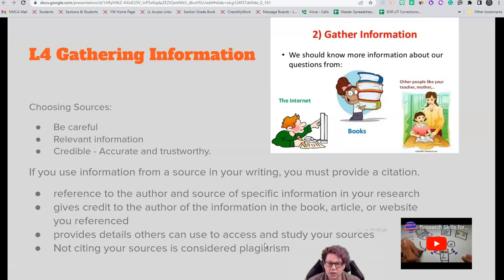So make sure you check all of the requirements for this portfolio in the portfolio instructions, which I will be linking below. Make sure you reference the author and the source of the specific information you used in your research. Give credit to the author for books, articles, websites, pictures, graphics. All of those things also need to be cited. Provide details so that other people can access your sources if they want to. And remember that not citing your sources is considered plagiarism. So you want to make sure that you have all of that in there.